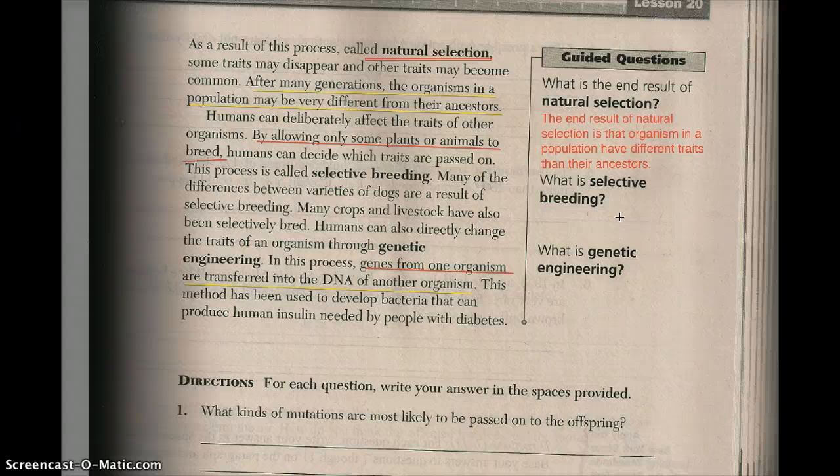Now, remember, natural selection is caused by survival of the fittest. When one animal gets a mutation or a different trait through sexual reproduction, and it passes that trait on, or does not pass that trait on, depending on if it was helpful or harmful.